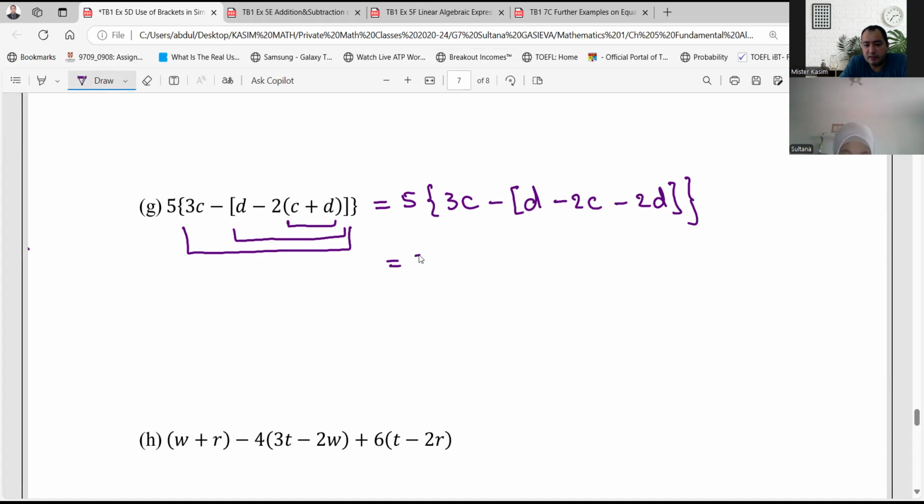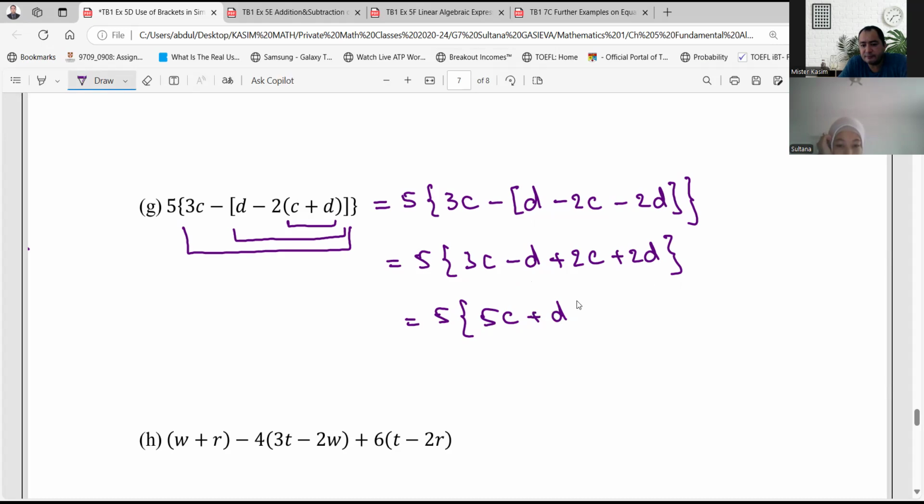And the second one, now I'm going to open the second pair, 3C. So it's only minus, I just need to change the sign. Minus D, right? Minus minus plus 2C. Minus minus plus 2D, right? Yeah. And now before I continue, let me simplify inside the parentheses. Always have a look: can I simplify or not? 3C plus 2C, that is 5C. Negative D plus 2D is just plus D, right?